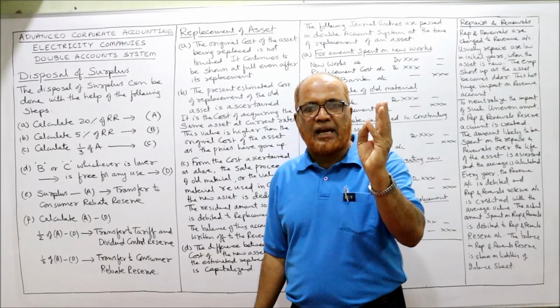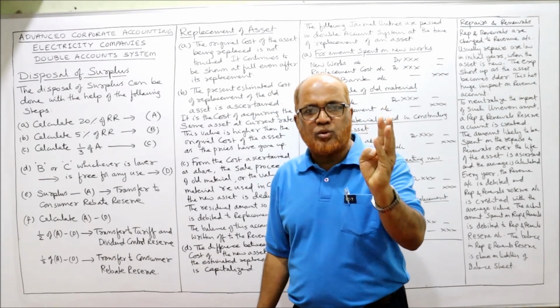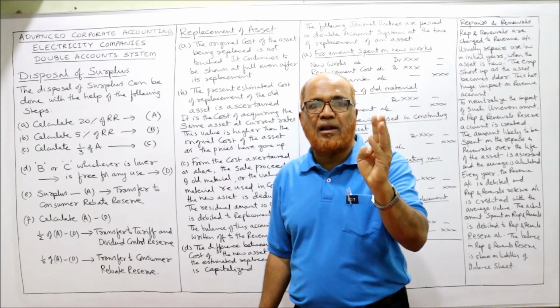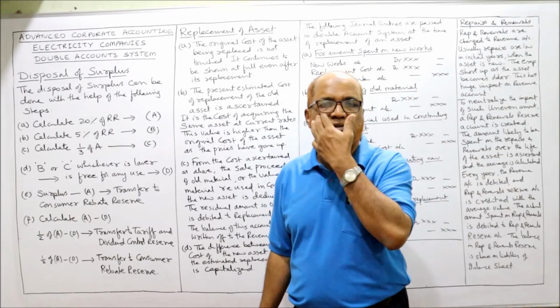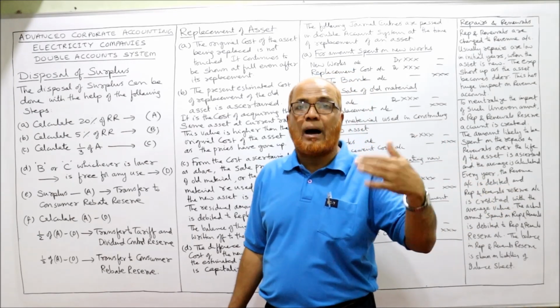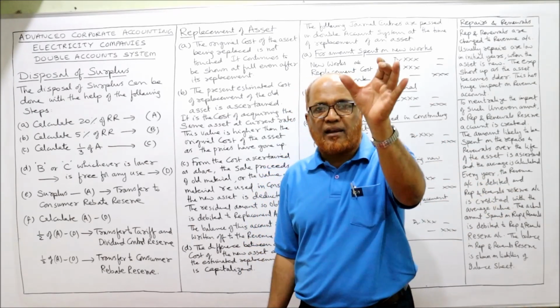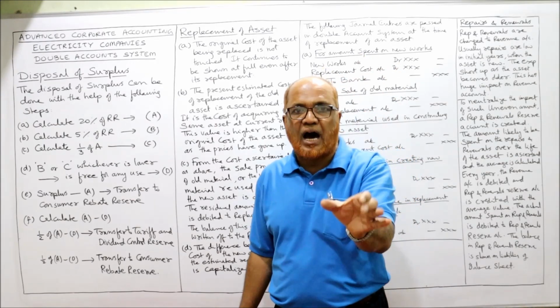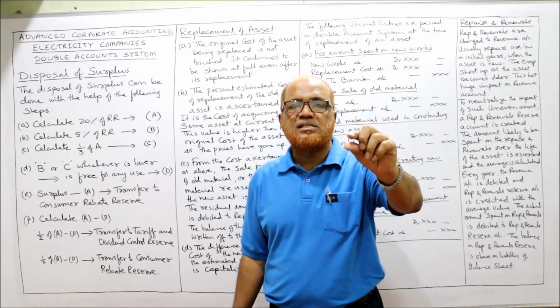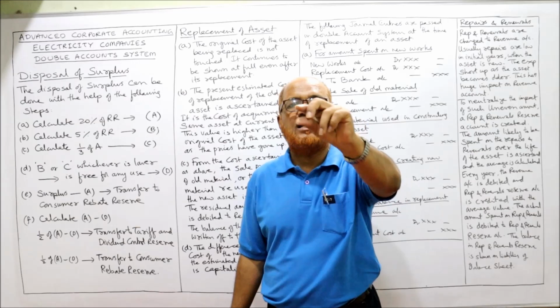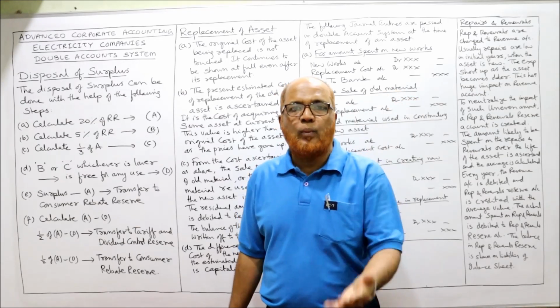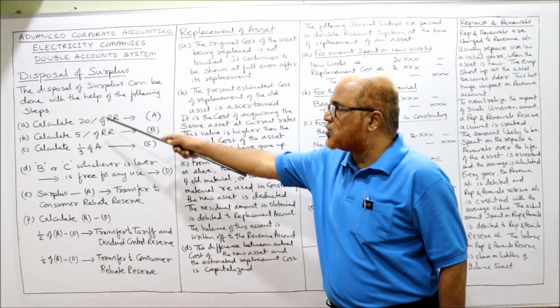First you need to calculate capital base. Then you need to calculate RR, reasonable return. Already I told you in the previous video, and in the problem we are going to apply the technique of calculating the capital base and calculating the RR. After calculating reasonable return, calculate the surplus. Clear profit minus RR will give the surplus. How to dispose of the surplus?